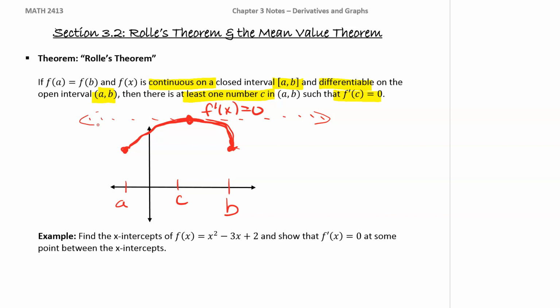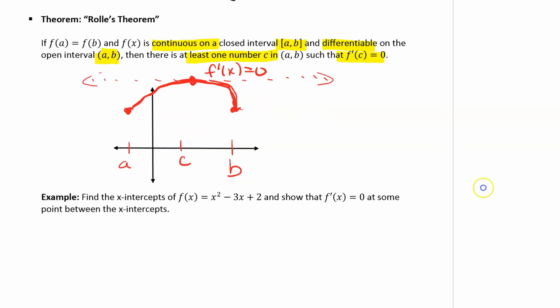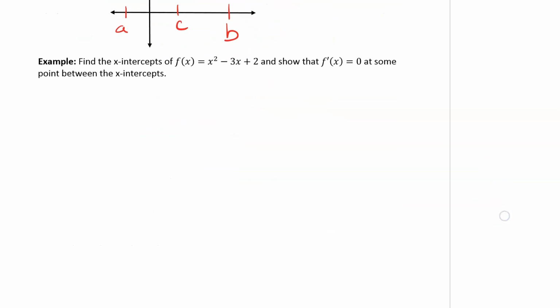That makes a lot of sense. You have two horizontally aligned values at a and b, so if you move anywhere up or down, you're going to have to come back up or down to get back to that value, therefore creating a maximum or minimum. So if we look at this, it says find the x-intercepts of the function and show that the derivative is equal to 0 at some point between the x-intercepts.